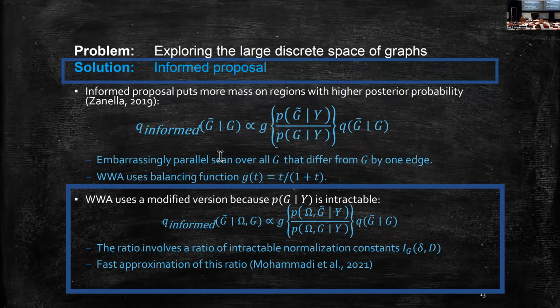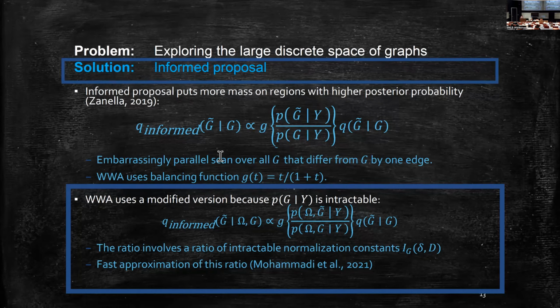Now, in the original formulation, you would have to include as argument of g, P(G tilde given Y). But it doesn't work for us because the normalizing constant is intractable. So we need to modify the original idea of Zanella, and we use as input to the balancing function P of omega and G given Y. And here, once again, we run into the problem of the normalizing constant, but we solve it in the interest of speed by using approximation instead of the full exchange algorithm.